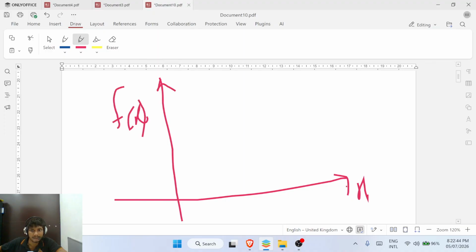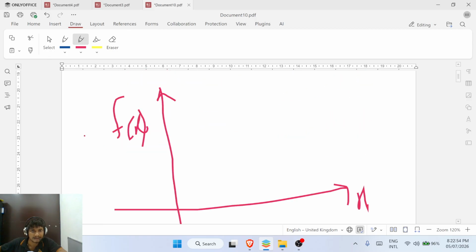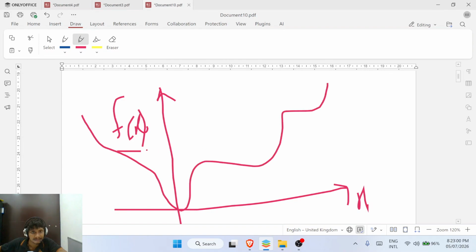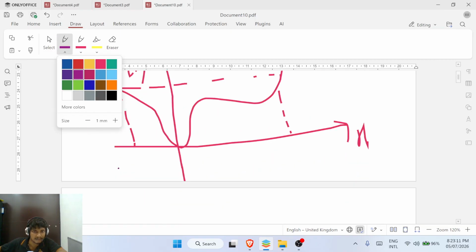This is the domain part. This is the range. X is the domain part. F of x is the range part. Now if we say the graph is like this, what can you say? Watch carefully.